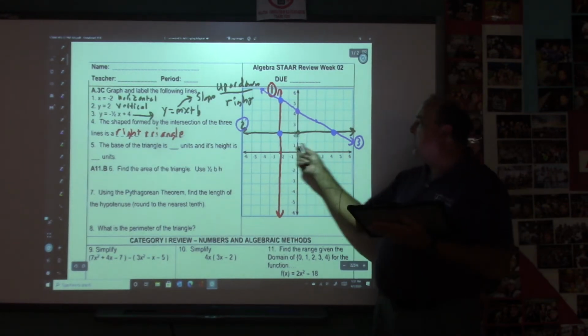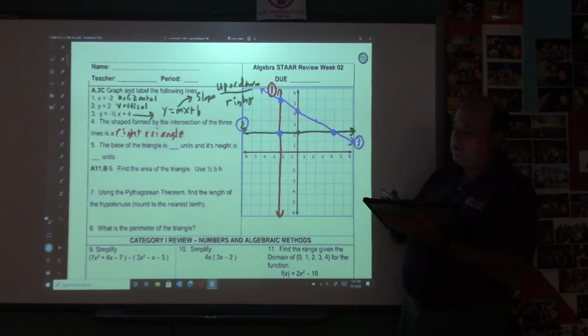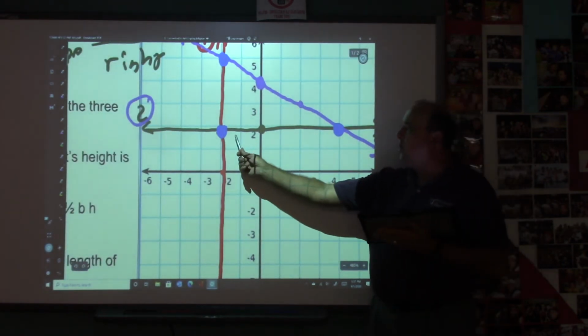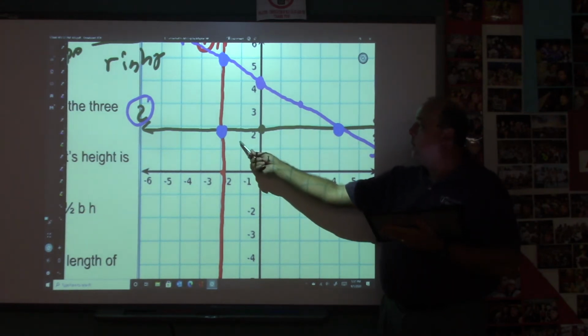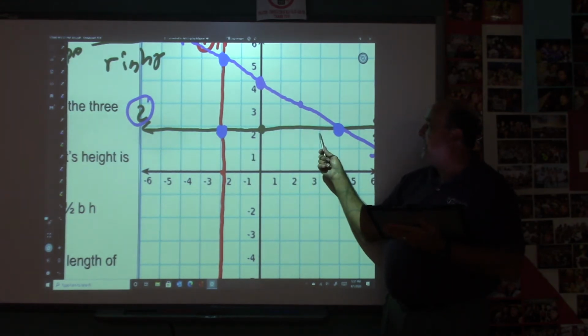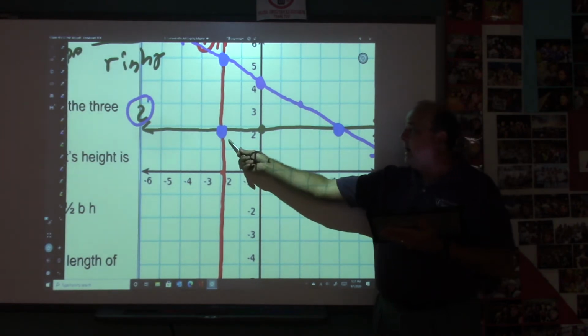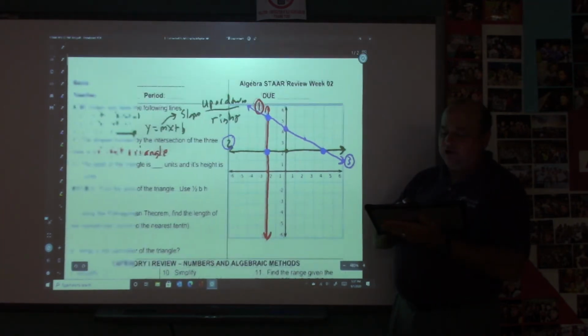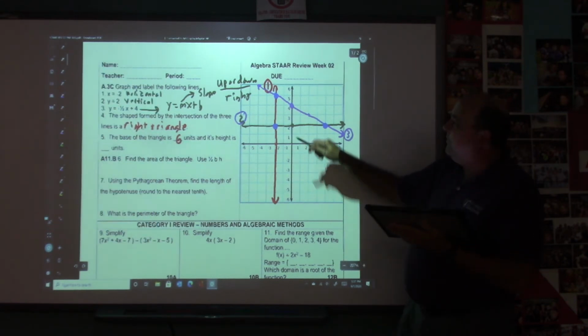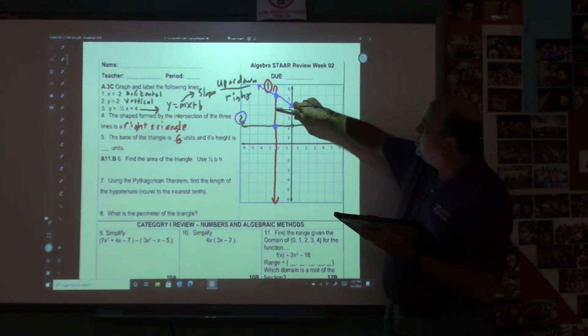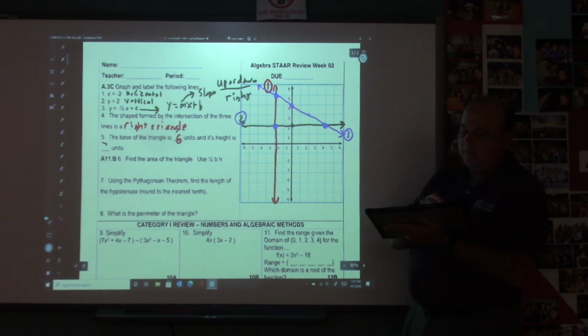The base of the triangle, count the spaces. And I'm going to zoom in here. The base of the triangle would be 1, 2, 3, 4, 5, 6 spaces, wouldn't it? You're not counting the blue lines. You're counting the spaces. So my base would be 6. And the height would be from here to here, 1, 2, 3. It would be 3, wouldn't it?